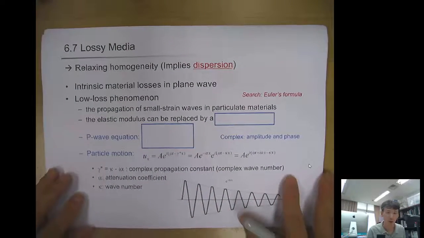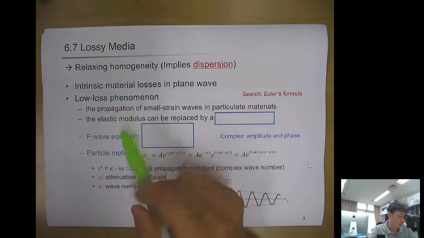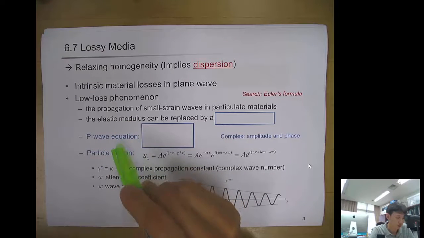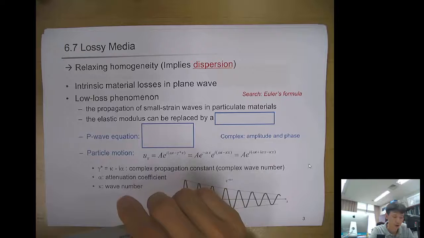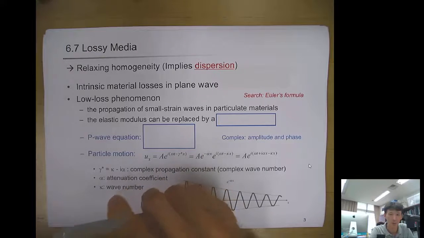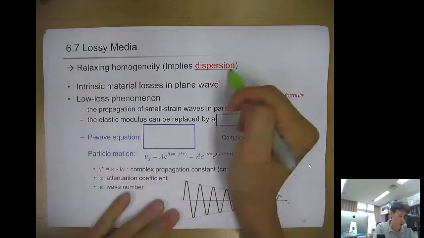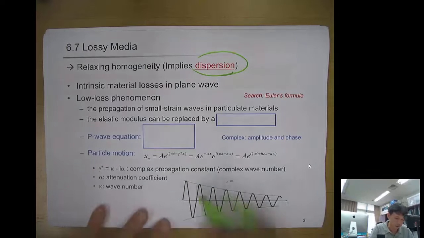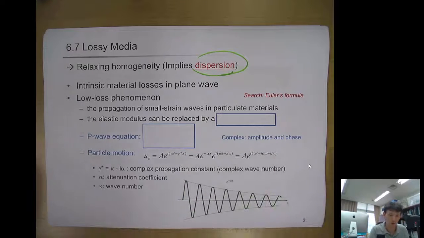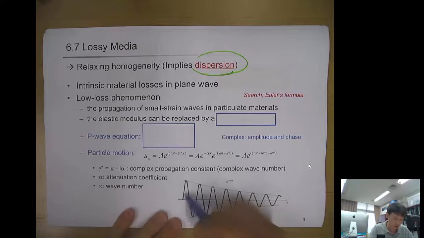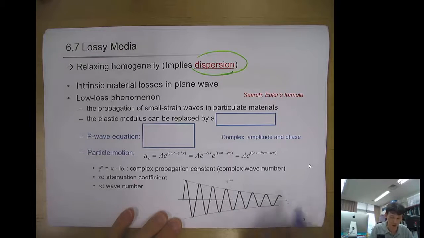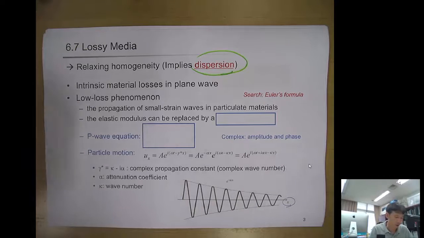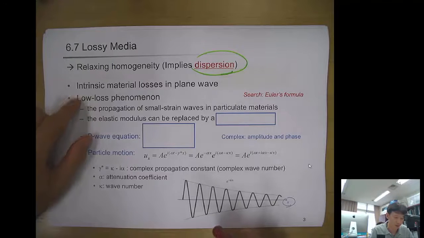First, we'll talk about the attenuation. Here we're going to relax one of the assumptions, that's medium homogeneity. This means that we're going to consider the dispersion. Whenever there's a dispersion, you have energy attenuation. The amplitude of the wave will decrease, as shown in this figure, as it travels through the media. This is called the intrinsic material losses in plane wave.